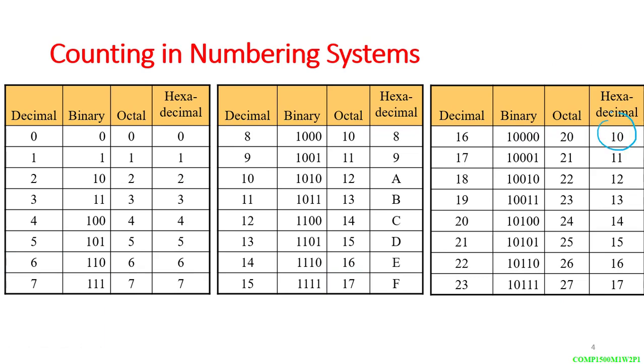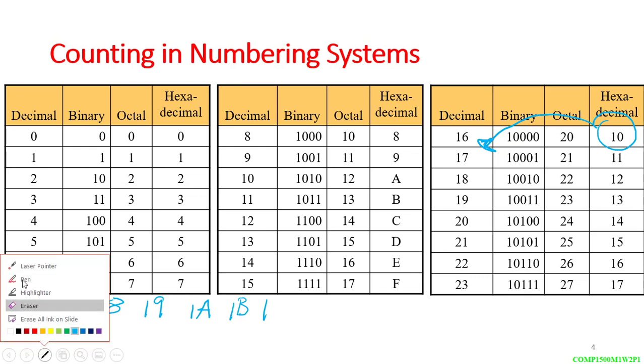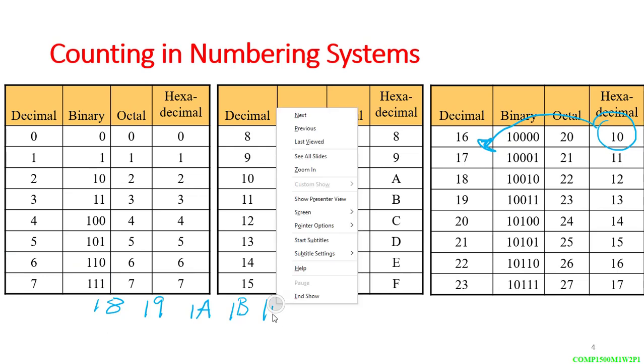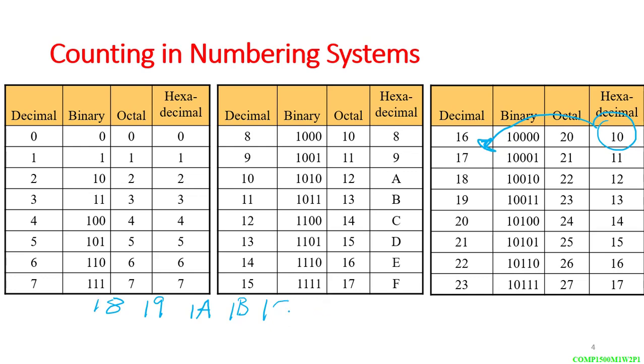What's after 17? Let us write down here. 17, 18, 19, then 1A, 1B, 1C, 1D, 1E, 1F, 20, 21, 22, 23, 24, 25, 26, 27, 28, 29, 2A, 2B, 2C, 2D, 2E, 2F, and so on.